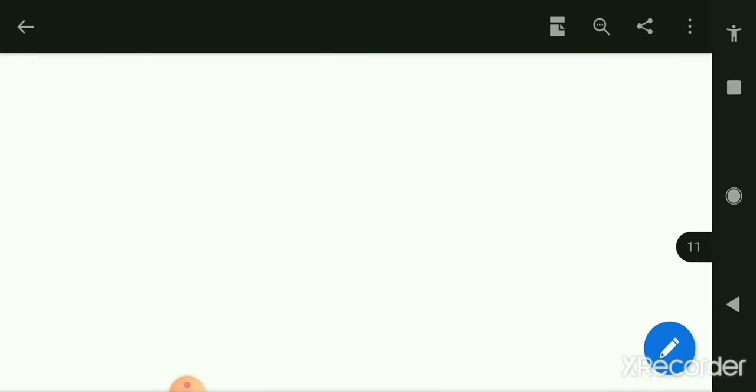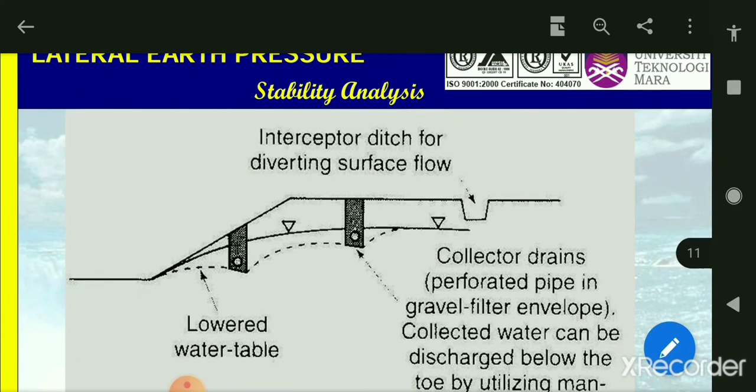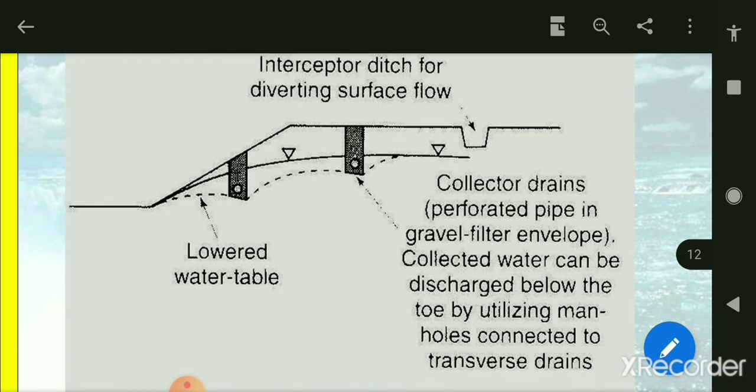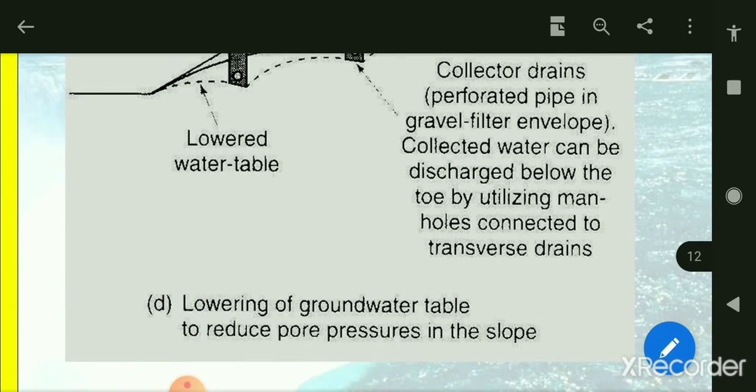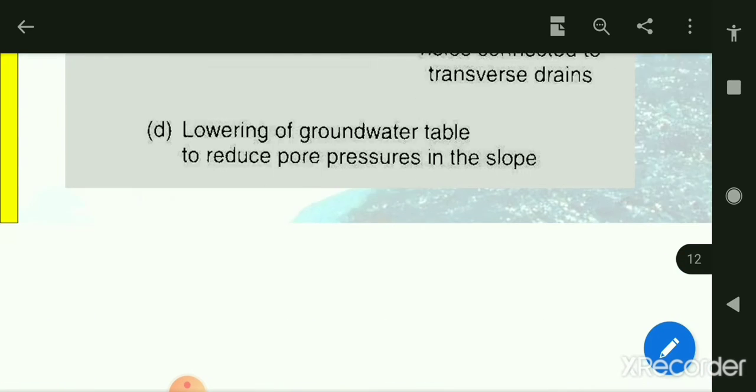Then stability analysis. Intercept ditch for diverting surface flow, lowering water table. The drain collects water through perforated pipe in gravel filter envelope. Collected water can be discharged below the toe by utilizing manhole connected to transverse drains. Lowering of groundwater table to reduce pore pressure in the slope.